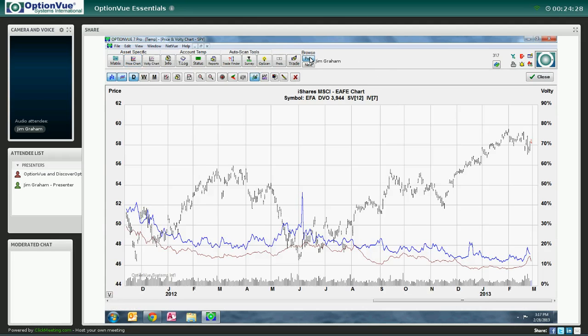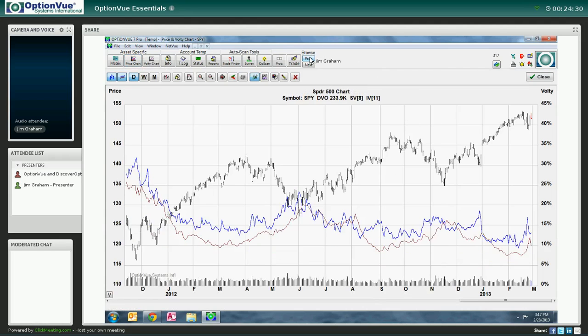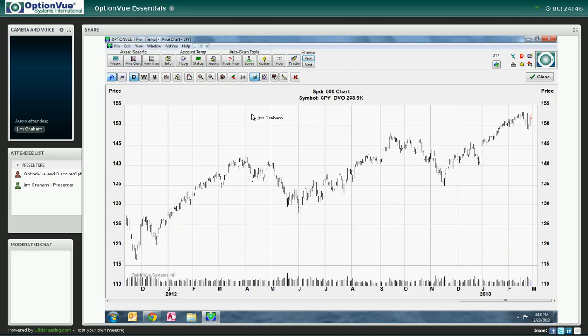I can browse to the previous one, like the SPY. Notice it keeps these lines on here. This goes back to where I showed you under File Preferences of having the VOLTI lines superimposed. And here you can change that setting just by doing it. So you need to turn these off if you don't want to see them.